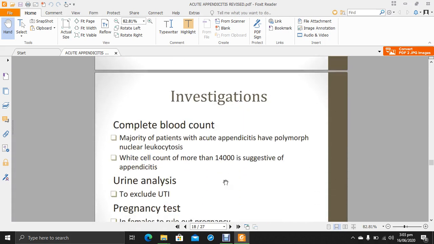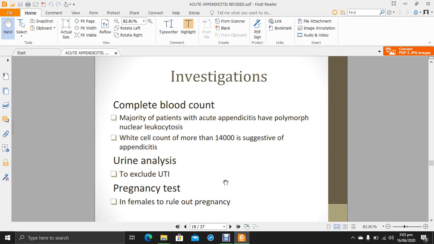So once we studied the anatomy, the pathophysiology, the signs, symptoms, the differential diagnosis, what will be our next step is the investigation.